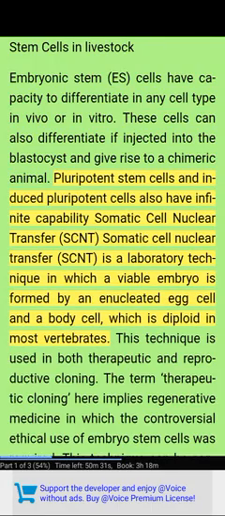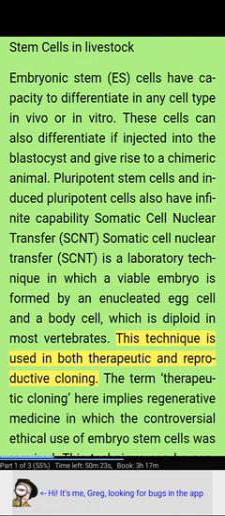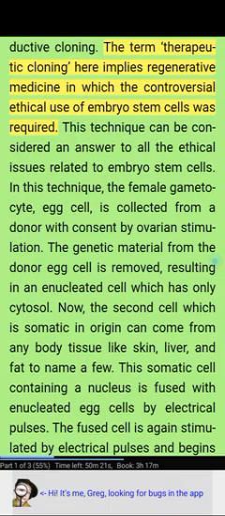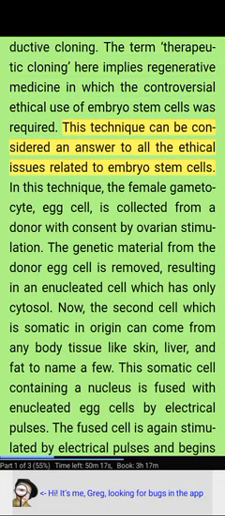Somatic cell nuclear transfer (SCNT). Somatic cell nuclear transfer is a laboratory technique in which a viable embryo is formed from a nucleated egg cell and a body cell, which is diploid in most vertebrates. This technique is used in both therapeutic and reproductive cloning. The term therapeutic cloning here implies regenerative medicine, in which the controversial ethical use of embryonic stem cells was required. This technique can be considered an answer to all the ethical issues related to embryonic stem cells.